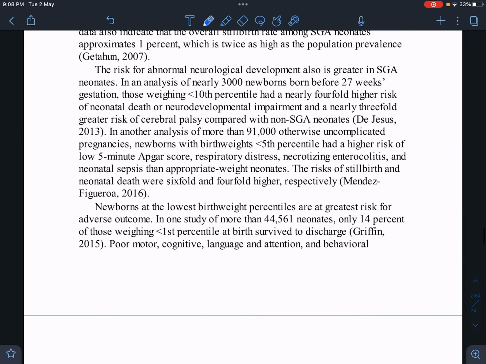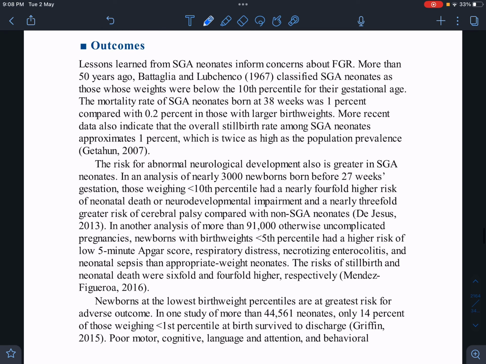Now, this outcome part, we'll just go through it very fast. The mortality rate of SGA neonates born at 38 weeks was 1%, and 0.2% with larger babies. So you can see for SGA neonates at 38 weeks, the mortality was 1% as compared to large birth weights.